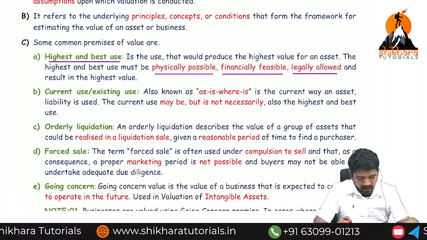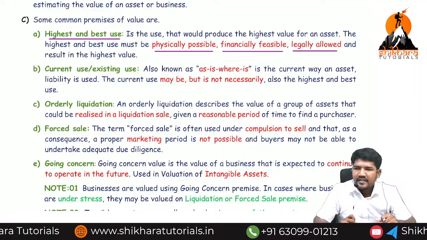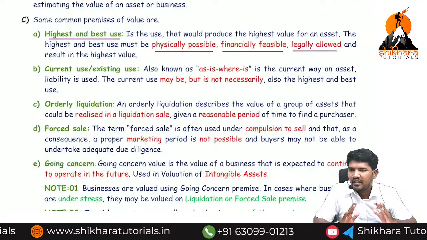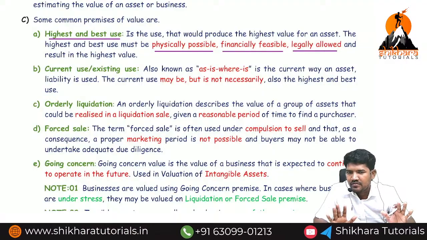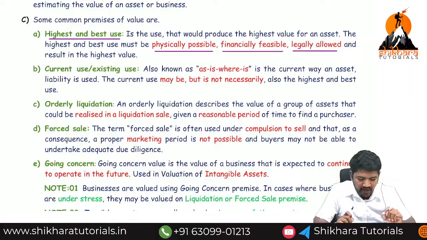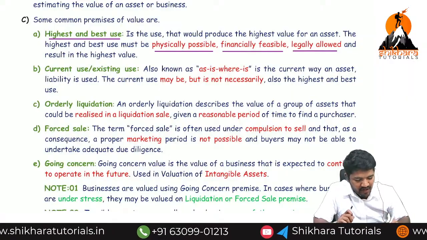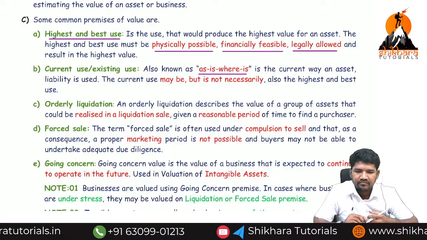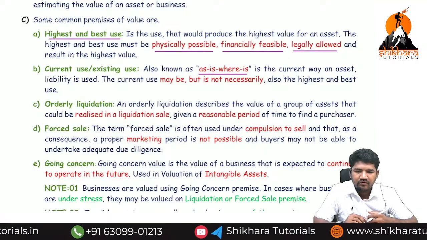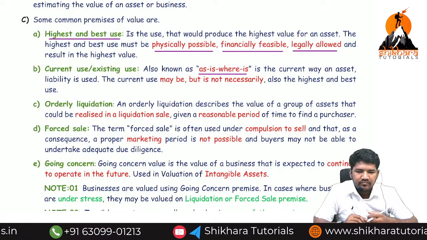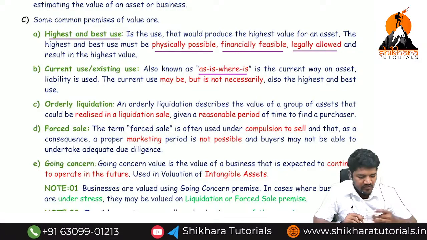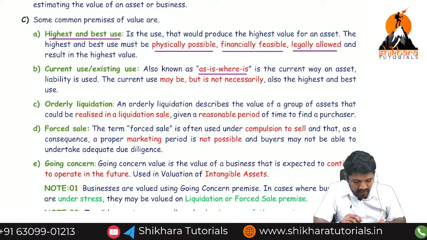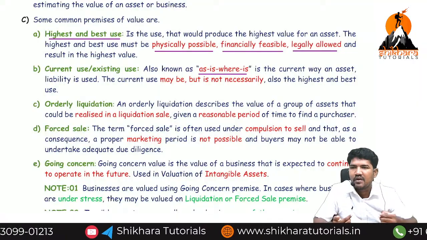So next one, current use or existing use of an asset or a security or a business. I'm not focusing on the future. I'm just focusing on what happened within these 12 months. That premise is called current use or existing use, also known as as-is. You can observe the sentence they used: the current way an asset or liability is used. Current way means less than 12 months.